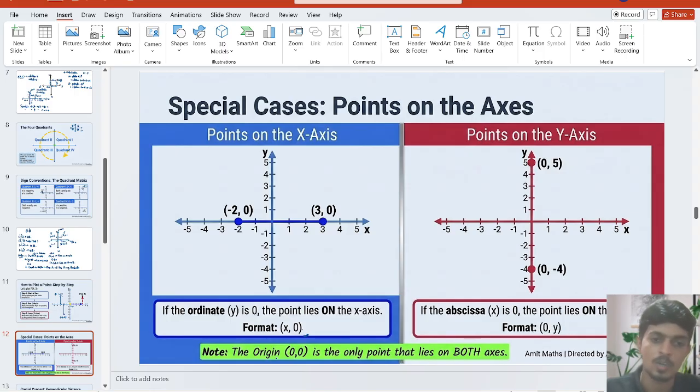Note here, the origin (0, 0) is the only point that lies on both axes. If anybody asks on which axis the origin lies, the answer is both, the x and y axes. I hope it is clear to you. This is a noting point.